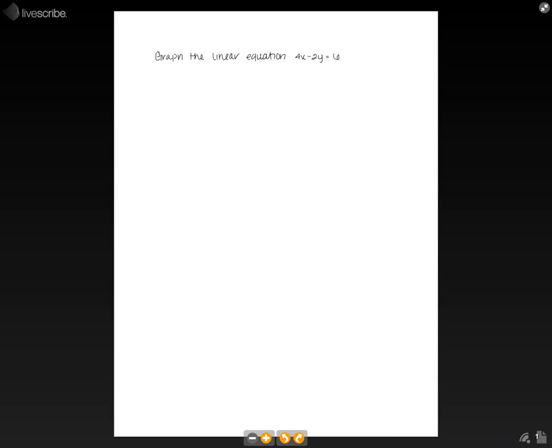In this pencast, we're going to be learning about graphing linear equations. This problem says, graph the linear equation 4x minus 2y equals 6.